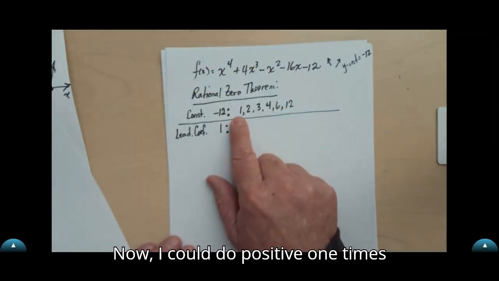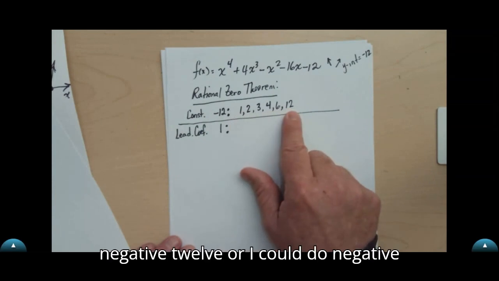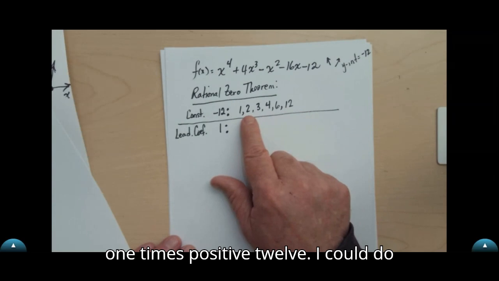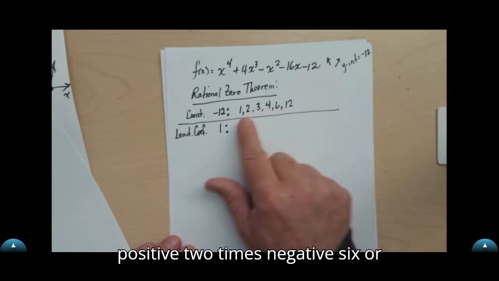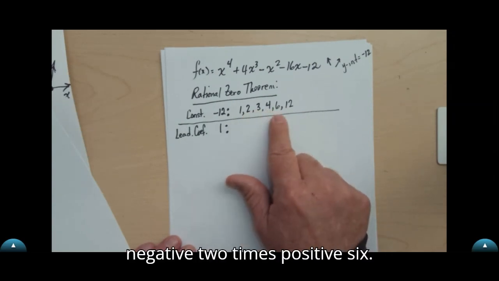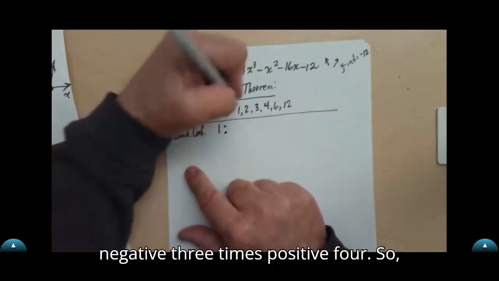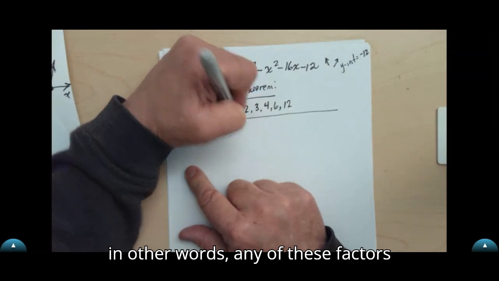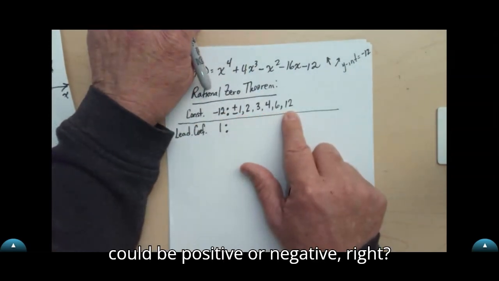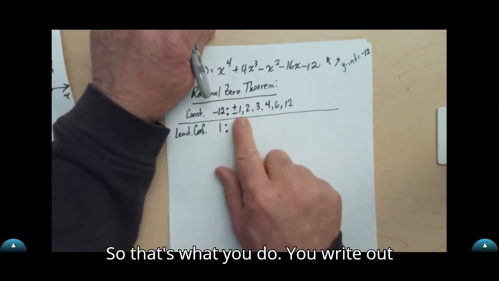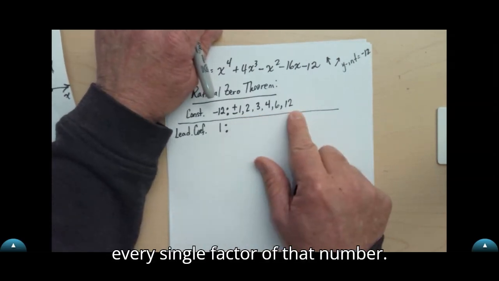Now, I could do +1 times -12, or I could do -1 times +12. I could do +2 times -6, or -2 times +6. +3 times -4, or -3 times +4. So in other words, any of these factors could be positive or negative, right? So that's what you do. You write out every single factor of that number.